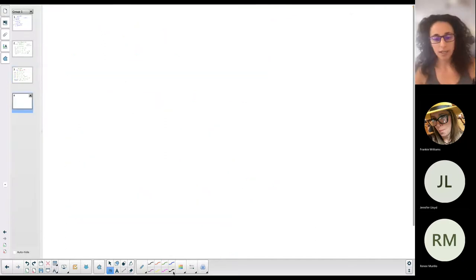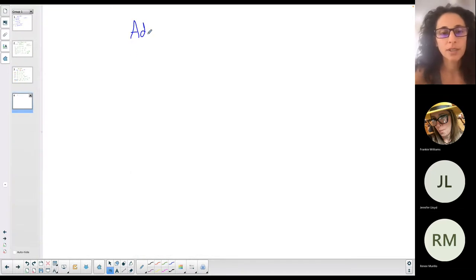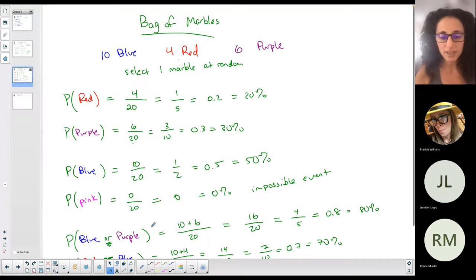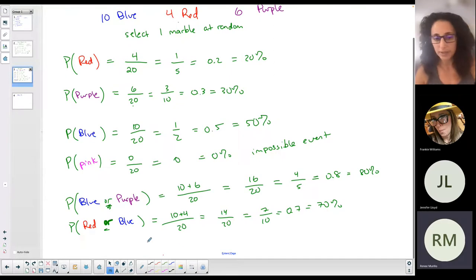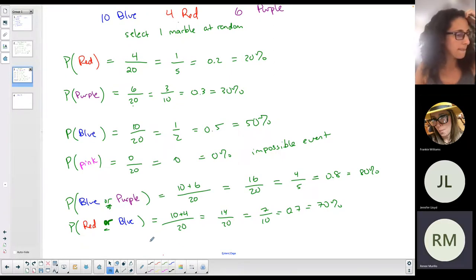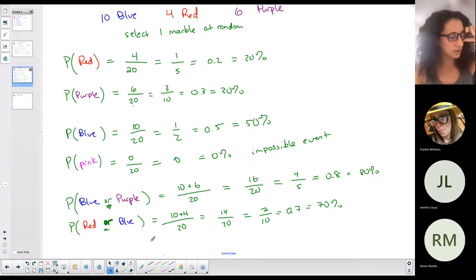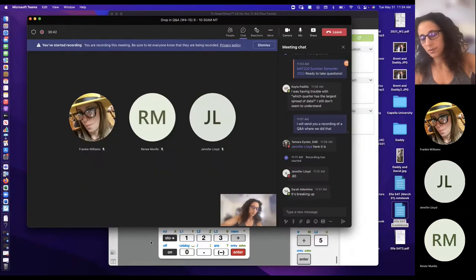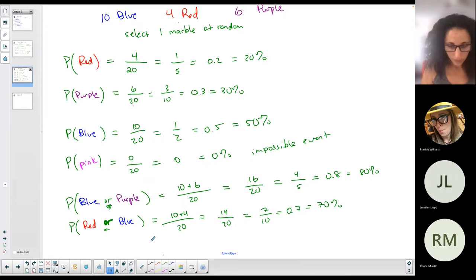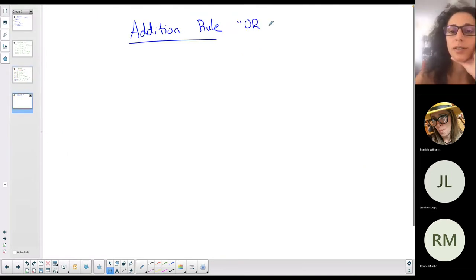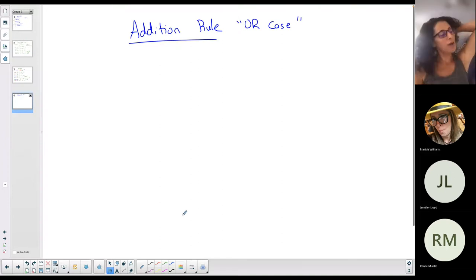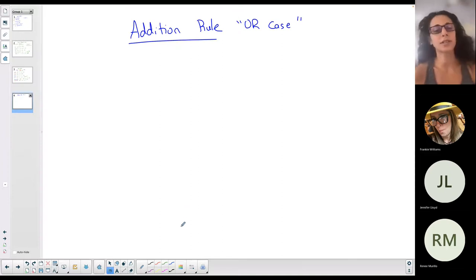We cool? All right, so let me write out the addition rule. Now, typically when I introduce the addition rule, it's intuitive. A lot of probability is intuitive also. Because if you hear or, you naturally kind of want to add, right? So that's the addition rule. I'm going to call it the or case. When you hear or, I want this or that, you automatically should think about the addition rule.